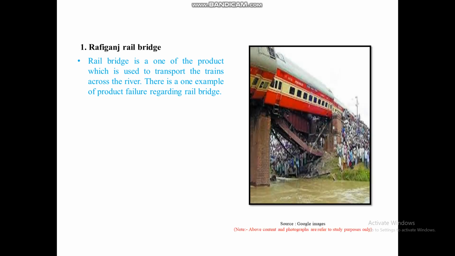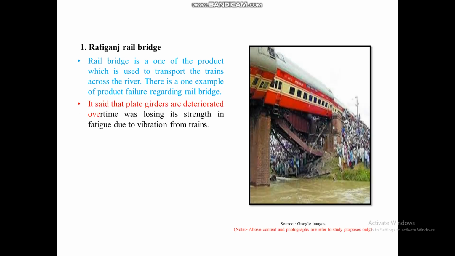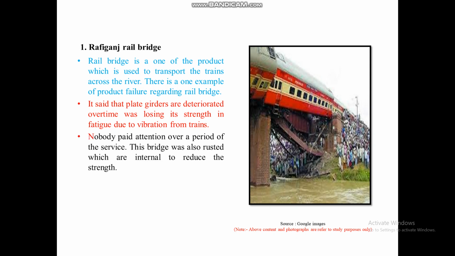A rail bridge is one of the products used to carry the train across the river. There is one example of product failure regarding a rail bridge, the Rafiganj rail bridge accident. It is said that the plate girder had deteriorated over time, losing its strength in fatigue due to the vibration from the trains. Nobody paid attention over the period of service. The bridge was rusted, which internally reduced the strength. So, when the train was passing, the plate girder gave up, leading to the fatal crash. This is an example of product failure.